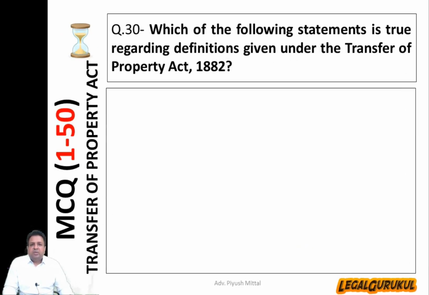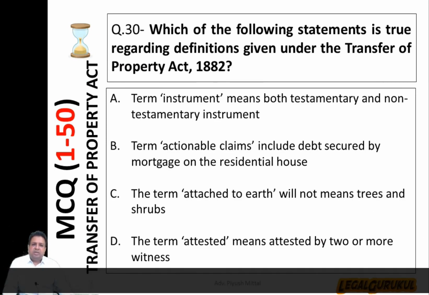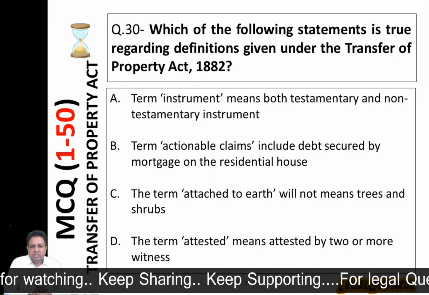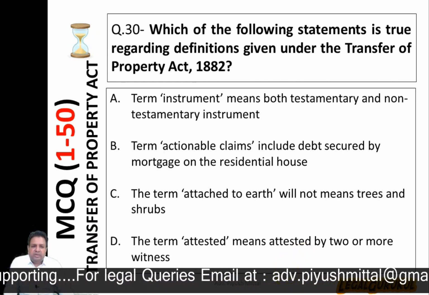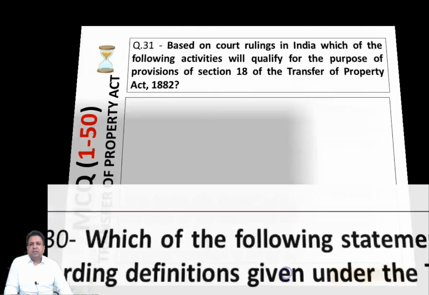Question number 30. Which of the following statement is true regarding definitions given under the Transfer of Property Act? Option A, the term instrument means both testamentary and non-testamentary instrument. Option B, term actionable claim includes debt secured by mortgage on the residential house. C, the term attached to earth will not mean trees and shrubs. D, the term attested means attested by 2 or more witnesses. And the correct answer is D, the term attested means attested by 2 or more witnesses.